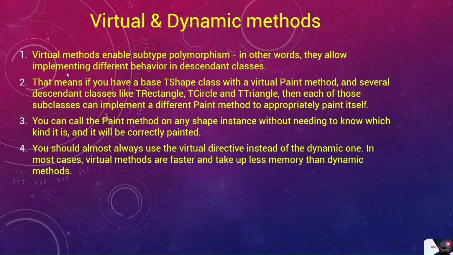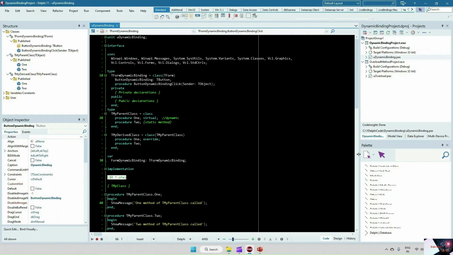You should almost always use the virtual directive instead of the dynamic one. In most cases, virtual methods are faster and take less memory than dynamic methods.